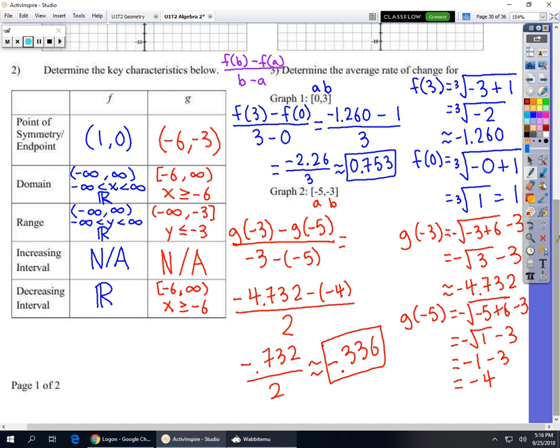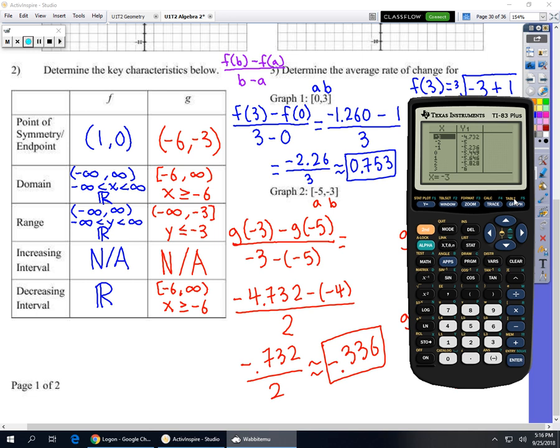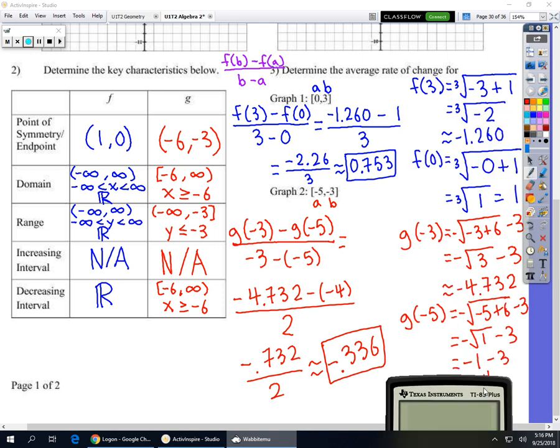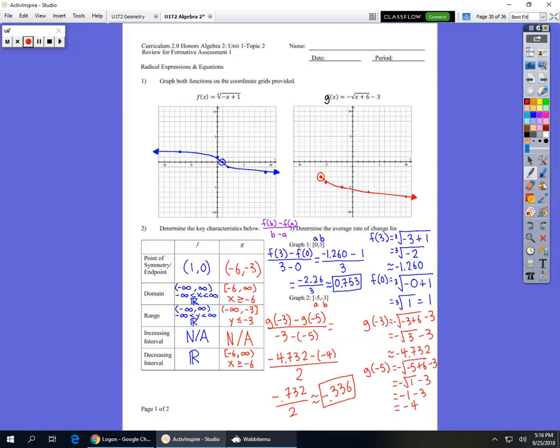So here's your first page. If you want to avoid doing all this heavy calculator work, you can always go to second table, provided that you have the right equation in the graph, and then just check. So g of negative 3 is negative 4.732, and g of negative 5 is negative 4. Yeah, that works. I am second guessing myself. So that is the first page.